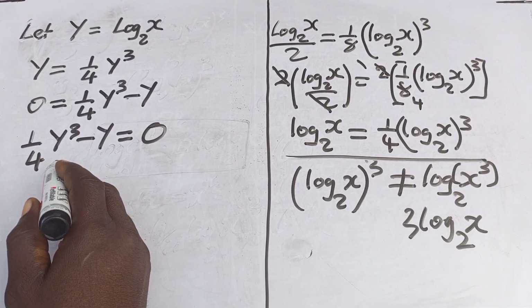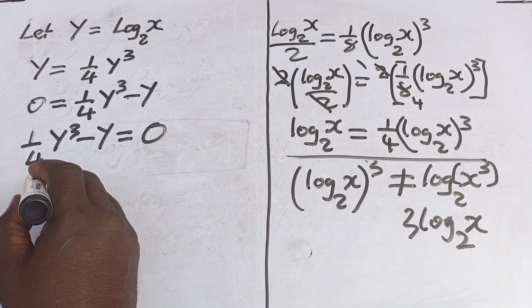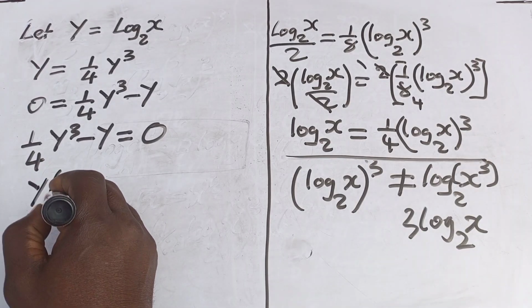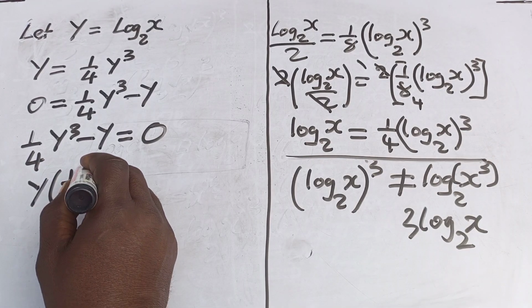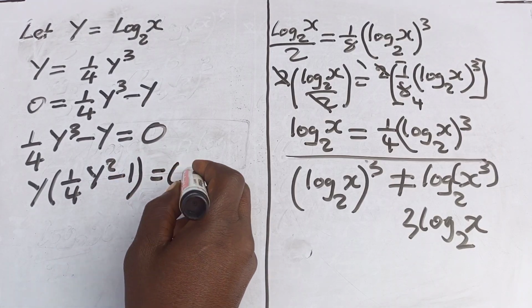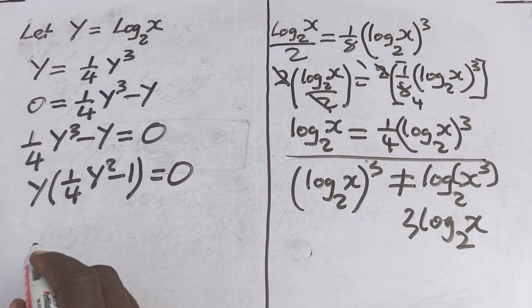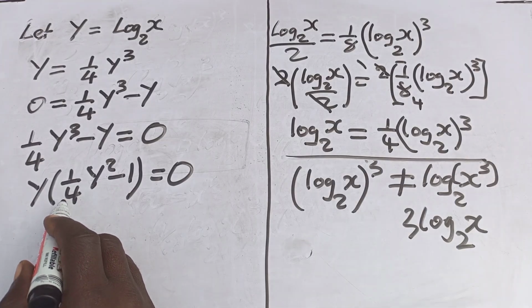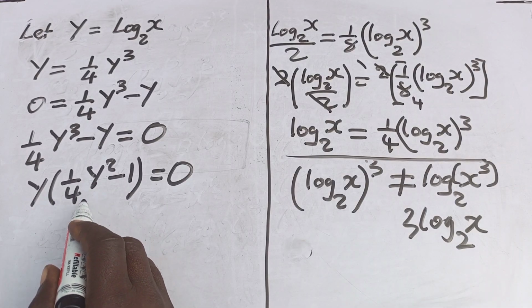Now on the left-hand side, we see that y is common. Let us factorize out y. We're going to have y outside, times 1/4 y squared minus 1, is equal to 0. All right, now let's look at what we have inside the parentheses.